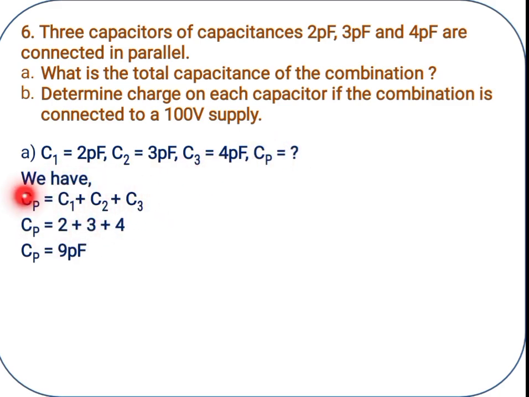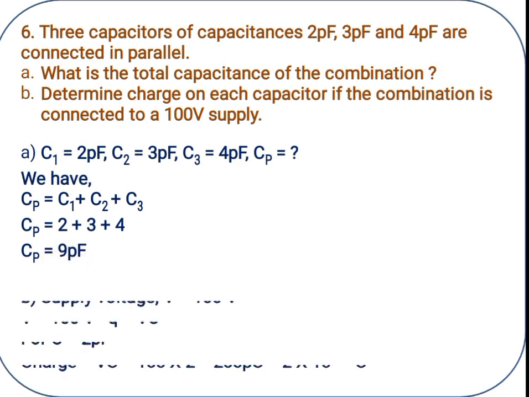This is the expression for the parallel combination if 3 capacitors are connected in parallel. Substitute the values of C1, C2, C3. How much will we get? The final answer for the parallel combination of the capacitance is 9 pF.